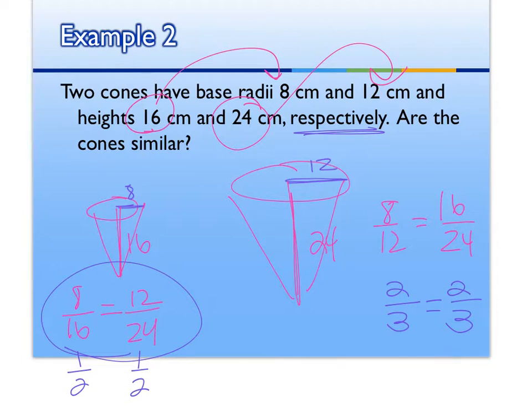But if it asks what the scale factor is, so this is important, because to establish whether or not they're similar, it doesn't matter if I use the first method or the second method. But if it asks what the scale factor is, I have to use this first method. I have to use radii to radii and height to height. So the scale factor of these would be 2 to 3. Does that make sense?